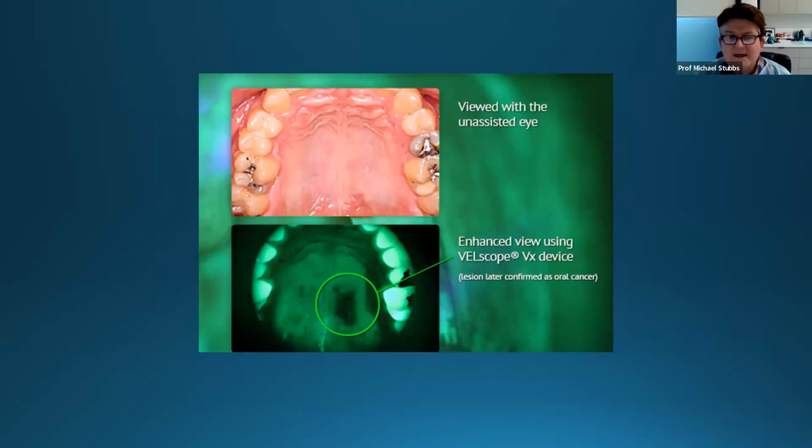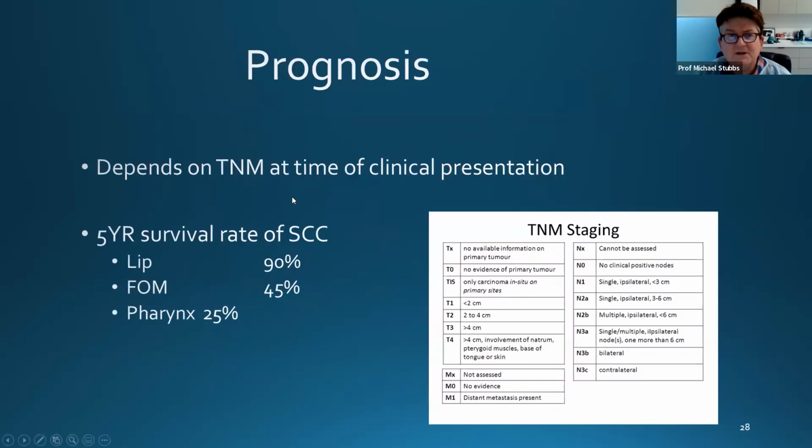And finally, this just shows, again, a nice photograph of the hard palate. And again, we can see here with the Velscope a change showing up rather nicely, and you start to look at the photograph, and that's what would have been biopsied, which was squamous cell carcinoma. So again, it's very easy to miss these things. So you use the tools you've got to your advantage.